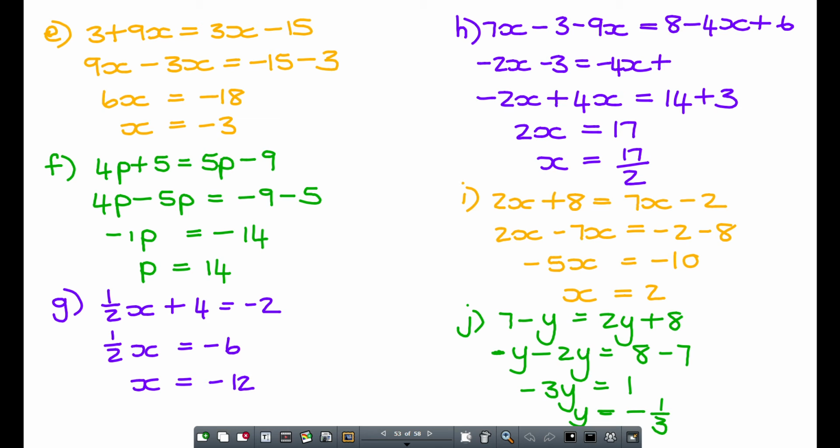And my J's answer was 1, and then I wanted I got something. My answer was also 1. Just check if your question is the same as mine. 7 minus y equals 2y plus 8.